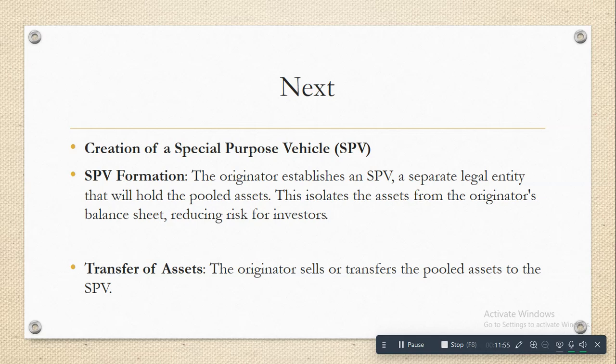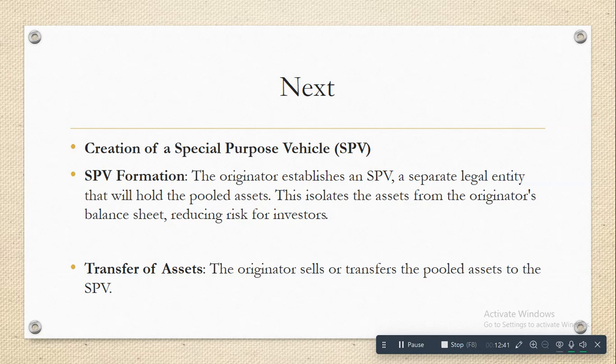Next is the creation of an SPV. It is seen that an SPV is created many times, but it's not necessary that an SPV is created every time. But in general, an SPV is created. So SPV formation, the originator establishes an SPV. So let's say there is this bank X. They went ahead and created another legal entity, say Y. Y is an SPV that was created for the purpose of pooling assets or buying assets, let's say the mortgages from bank X. Now what happens is this SPV will hold the pool of assets.